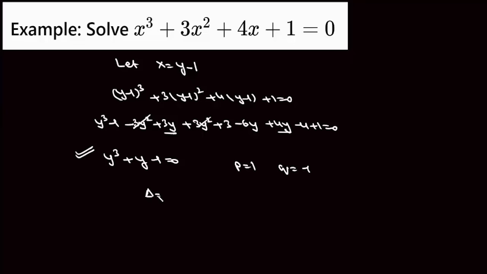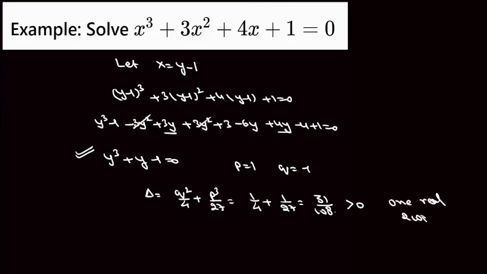If we calculate delta, delta is q square by 4 plus p cube by 27. So it will be 1 by 4 plus 1 by 27. This is 27 plus 4, 31, over 27 into 4, 108. And this delta is greater than 0. So it has one real and two complex roots.